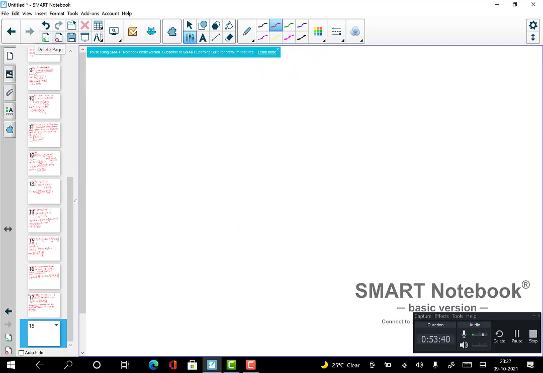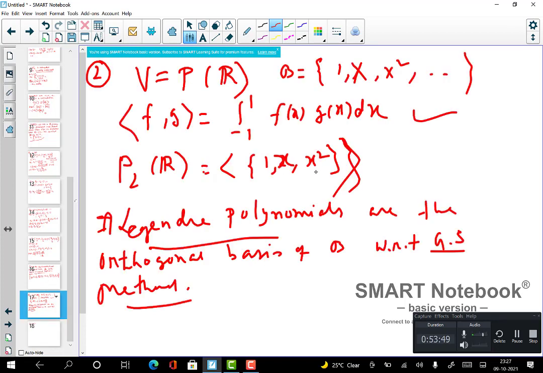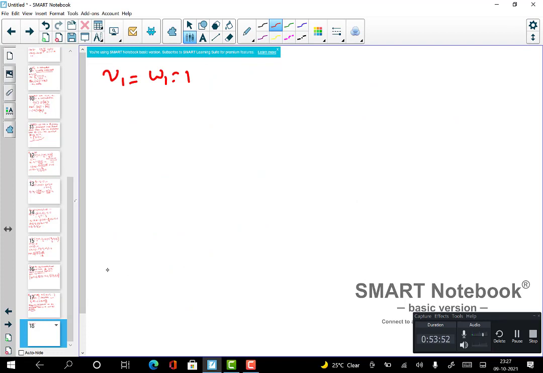Again, the method is the same. You choose your v1 equal to w1, which is equal to 1. Then check what is the norm of v1. The norm of v1 square is the integral from minus 1 to 1 of 1 times 1 dx, that is the integral of dx, which is x, evaluated from minus 1 to 1, which is 2. So the norm of v1 square is 2, which is obviously not a norm 1 vector.